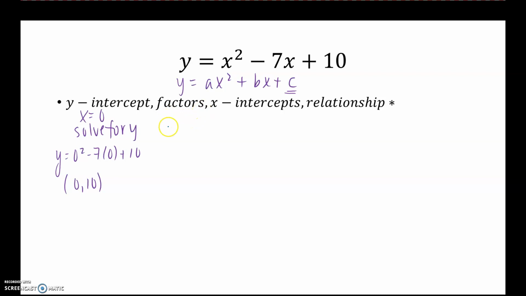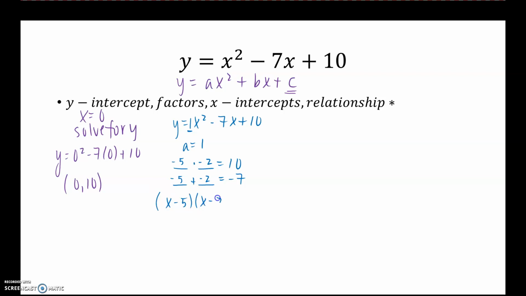Okay, now I'm going to factor. So y equals x squared minus 7x plus 10. A is equal to 1. So I need two numbers that multiply to positive 10 and at the same time add to negative 7. Those two numbers are negative 5 and negative 2. So those values become my factors. So x minus 5 times x minus 2.